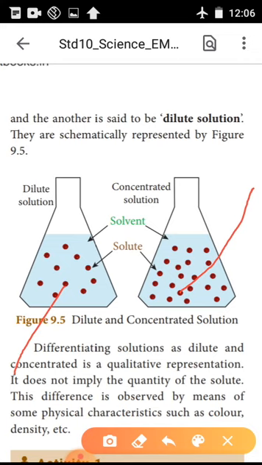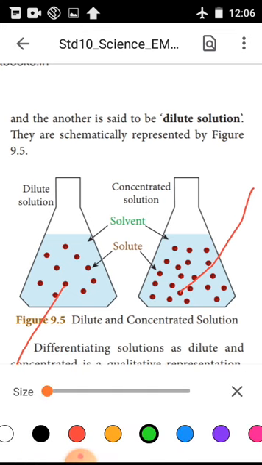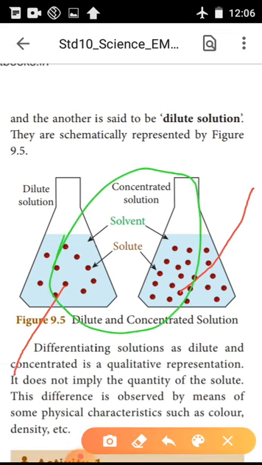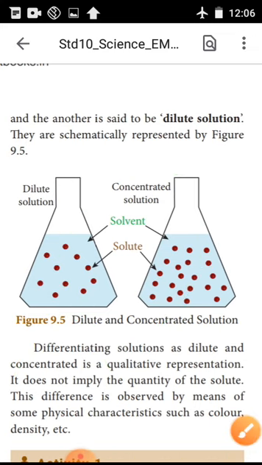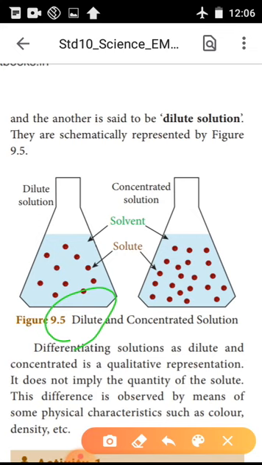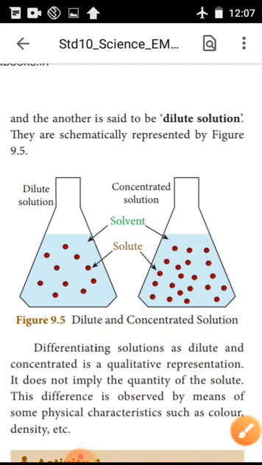So you have to compare these two beakers. The first beaker contains a lesser amount of solute, so this is a dilute solution. The second beaker contains a larger amount of solute particles, so this is a concentrated solution. Okay students, dilute solution means the solution contains a lesser amount of solute. Concentrated solution means the solution contains a larger amount of solute.